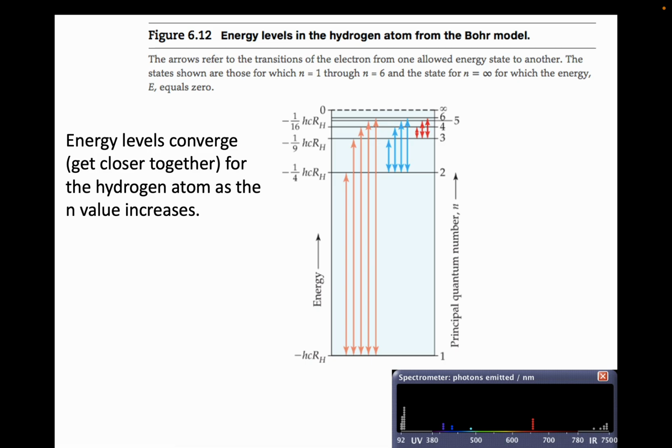In this particular figure, what's shown is that the transitions between n equals 1 and 2, 1 and 3, 1 and 4, all of these are taking place in the ultraviolet. The ones involving 2 and 3, 2 and 4, 2 and 5, these are all in the visible. 3 and 4, 3 and 5, 3 and 6, these are all in the infrared.